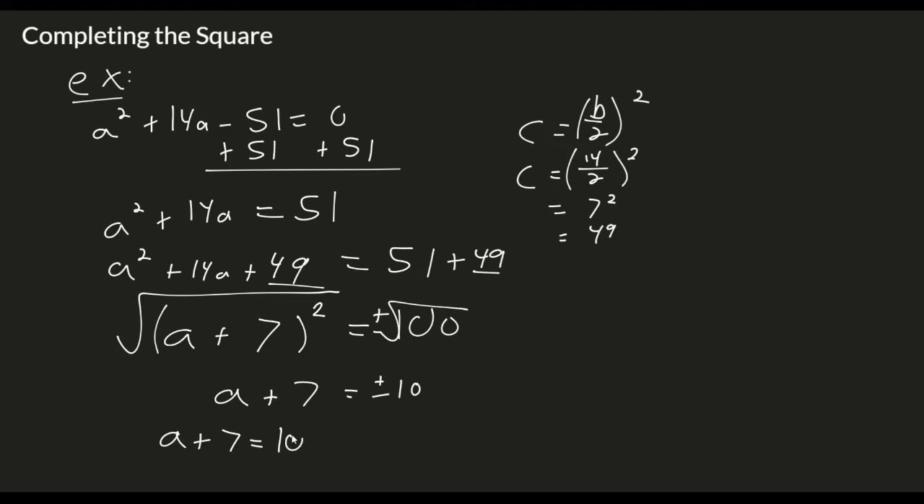A plus 7 equals positive 10. A plus 7 equals negative 10. So I have a equals 3 and a equals negative 17. Let's go ahead and take a look at another example.